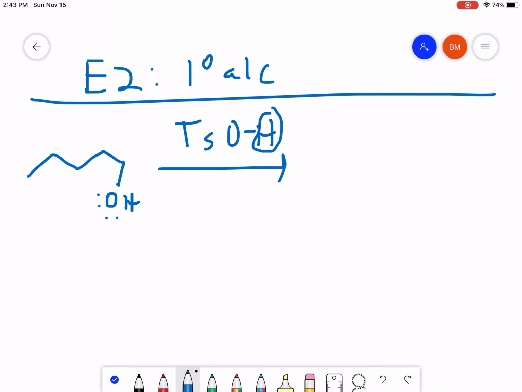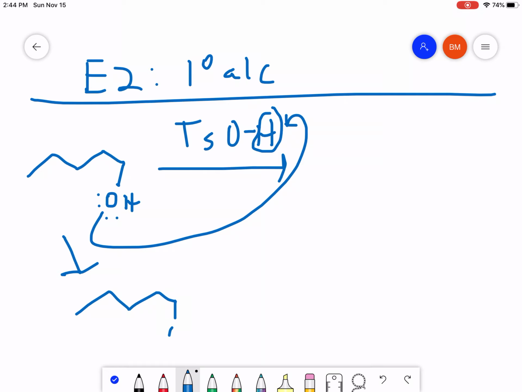Fortunately, the oxygen in your alcohol has free electron pairs. So basically what happens is that alcohol can pluck off an H plus from your acid, and lo and behold, we don't have an OH group there anymore. We have water hanging off. And water is an excellent leaving group. So it's going to leave. And since this is an E2 mechanism, that means everything else from this point happens at once. So that means we're also going to be losing a beta hydrogen here at the same time your water leaves.